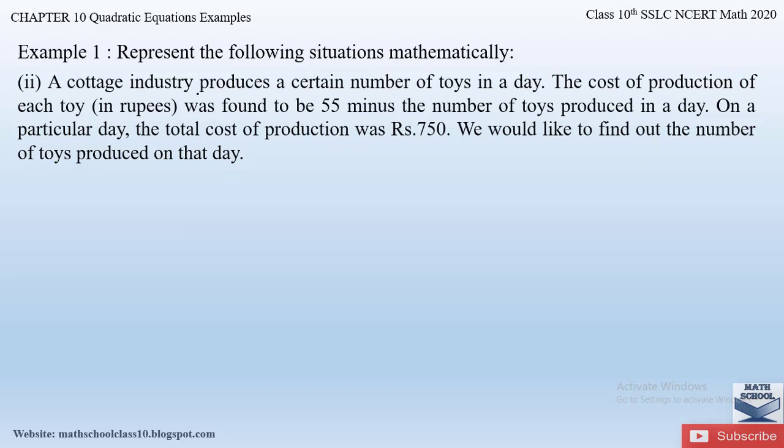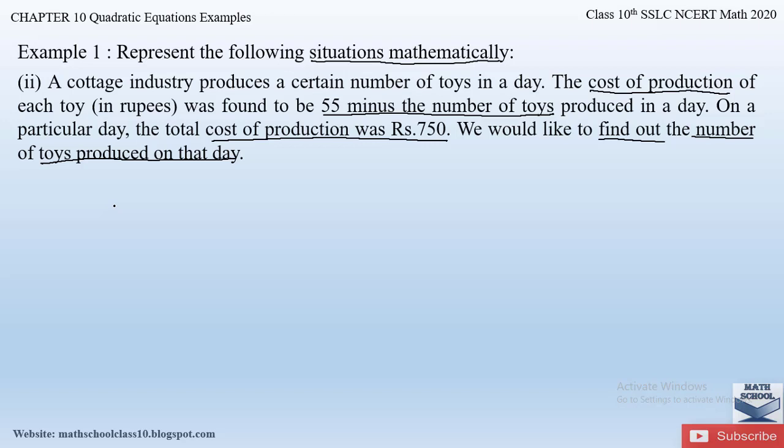So let us understand the question first. A cottage industry produces a certain number of toys in a day. The cost of production of each toy is found to be 55 minus the number of toys. On a particular day, the total cost of production was rupees 750. We would like to find out the number of toys produced on that day. So we have to find out the number of toys that are produced on that day. We have to represent this situation mathematically.